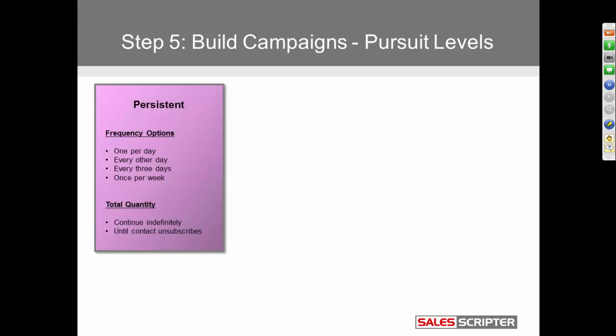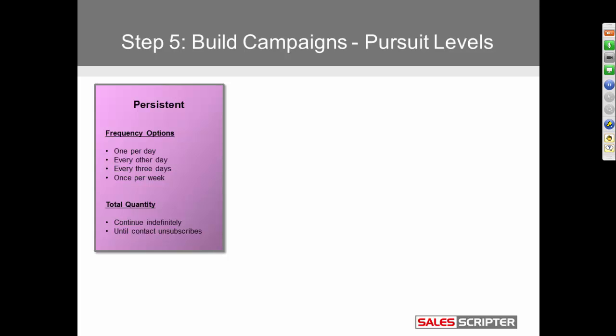When you're building your campaigns, there are three different pursuit levels that I want you to keep in mind, and one is very persistent. I'm giving you a few different frequency options of how often to send emails. When you're in persistent mode, this is the highest level of approach, and you could send an email once per day, every other day, a couple times a week.